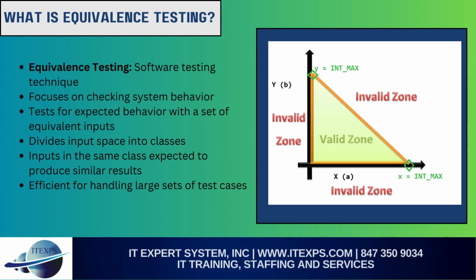Equivalence testing is a software testing technique that focuses on checking whether the system or application behaves as expected when subjected to a set of equivalent inputs. The idea is to divide the input space into different classes, where inputs in the same class are expected to produce similar results. Equivalence testing is particularly useful for handling large sets of test cases efficiently.